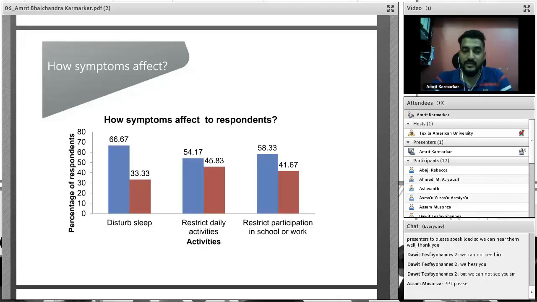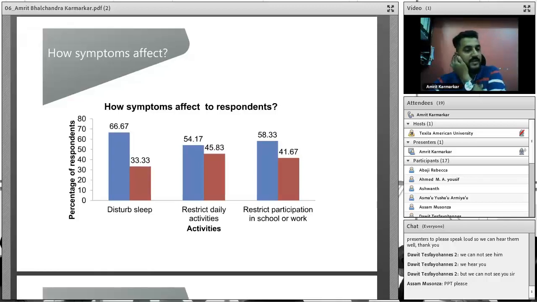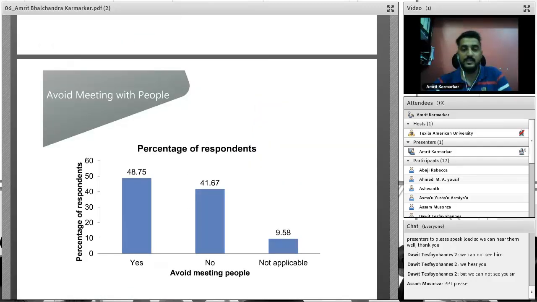These guidelines by Scadding et al. in 2008 also suggest the same facts that we have observed in this particular survey. And this observation suggests that many people have the persistent type of allergic rhinitis. Now, how does it affect meeting with people? Many people, that is 48.75%, say that yes, it affects meeting with people. However, 9.58% say that it does not have any kind of effect on meeting people.